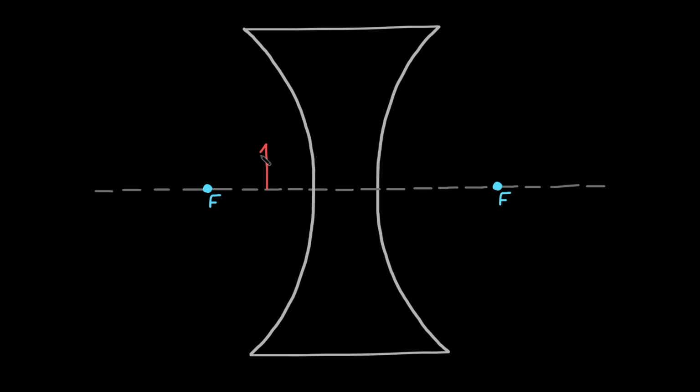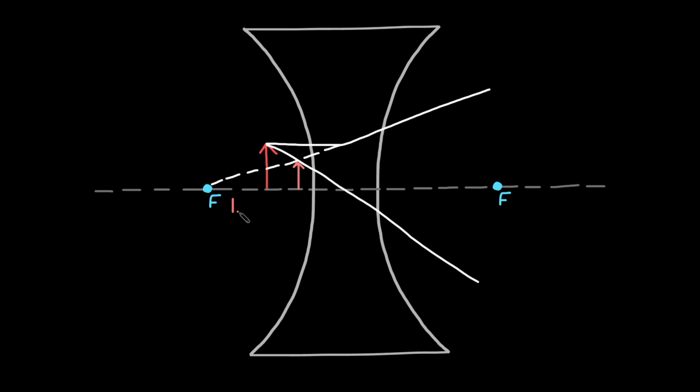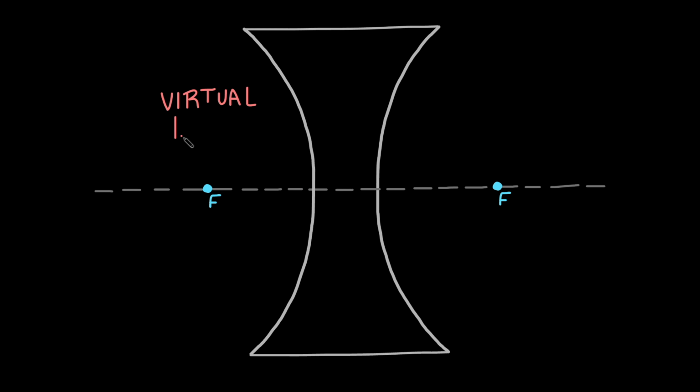If I move the object in closer, between the focus and the lens, a similar situation will occur. I draw my rays, one that starts out parallel to the axis and the other that passes through the center of the lens, and find that yet again, an upright virtual image will form. Diverging lenses always form virtual images.